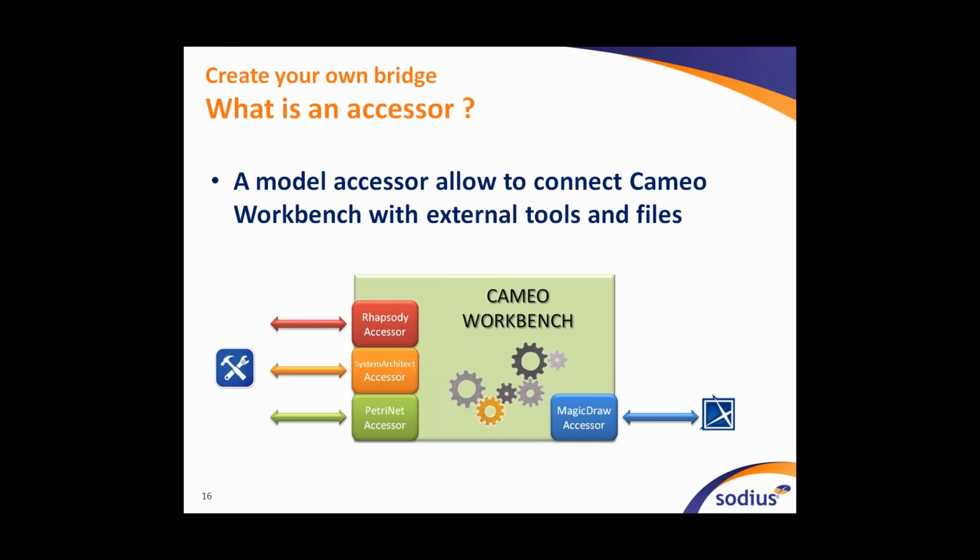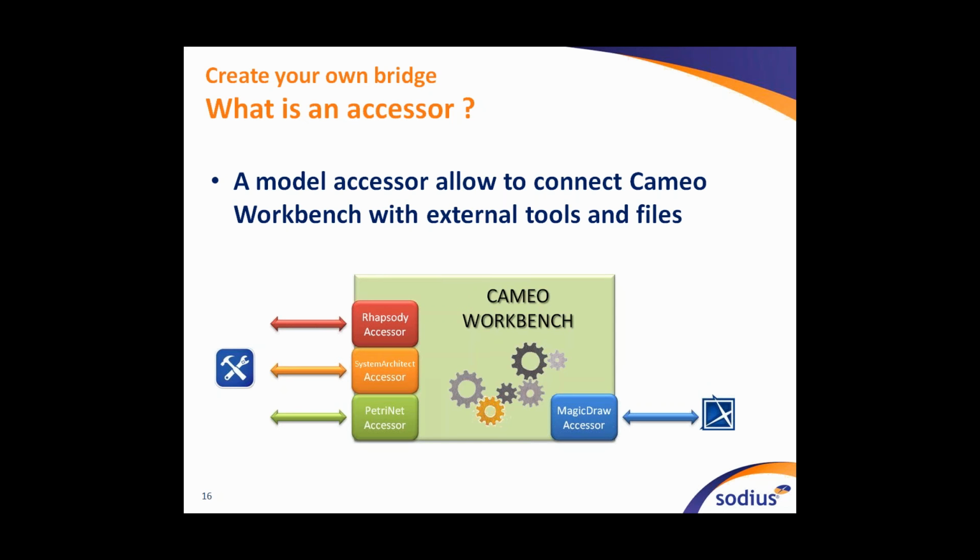For example, you have a Rhapsody accessor, and we provide a file accessor, an accessor that can read RPY files, and an accessor that can connect directly to the Rhapsody API. We also have a System Architect accessor, etc. We have a Magic Draw accessor, which is a file accessor. It creates and reads MD XML files and MDZip files. And we have some other accessors, of course.